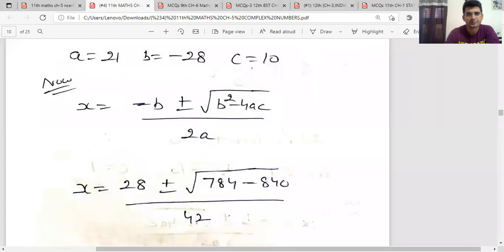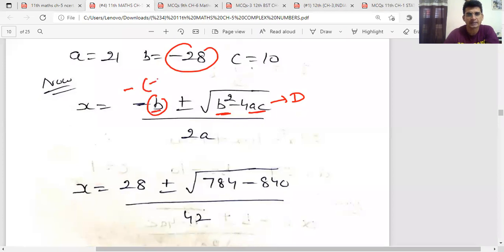Then x is equal to minus b plus minus root of b square minus 4ac upon 2a. In place of b, we will put the value minus 28. Minus minus will become 28. Plus minus root of b square. 28 square is equal to 784. And minus square will become positive, that is 784.